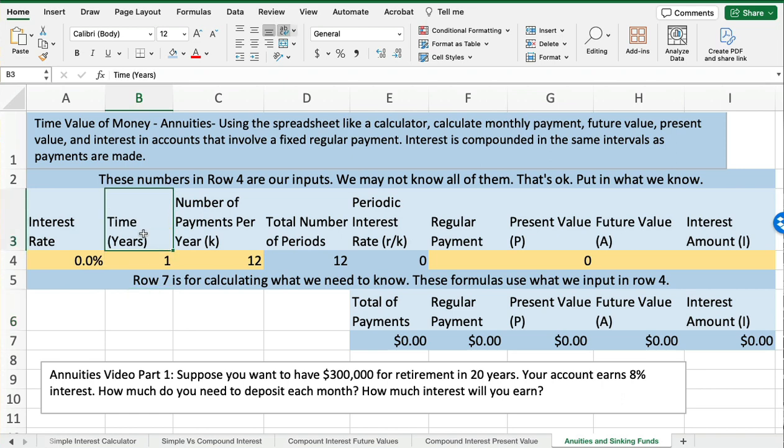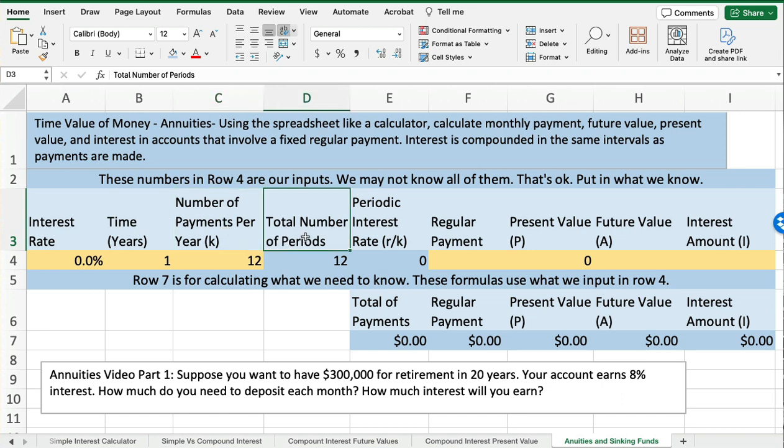Column B is going to be our time in years. Column C is going to be our number of payments per year. And that's also the compounding periods per year. So that's important when we're talking about annuities, is that the number of payments is also equal to the number of compounding periods. That's our value K.